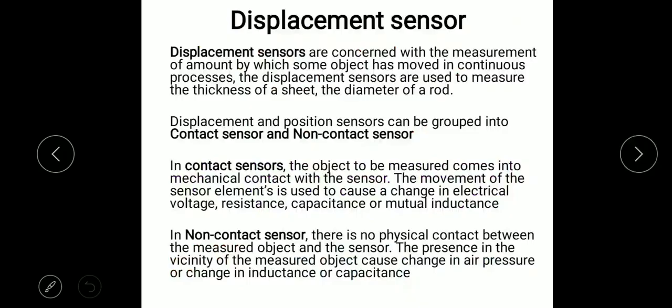First one is contact sensing and second one is non-contact sensing. In contact sensing, the sensor will be placed over the component surface, and due to this physical contact the sensor will measure the motion of the component. In non-contact sensing, there will not be any physical contact between the measured object and the sensor. Here the presence of the object will be determined by keeping the sensor at a specific distance.